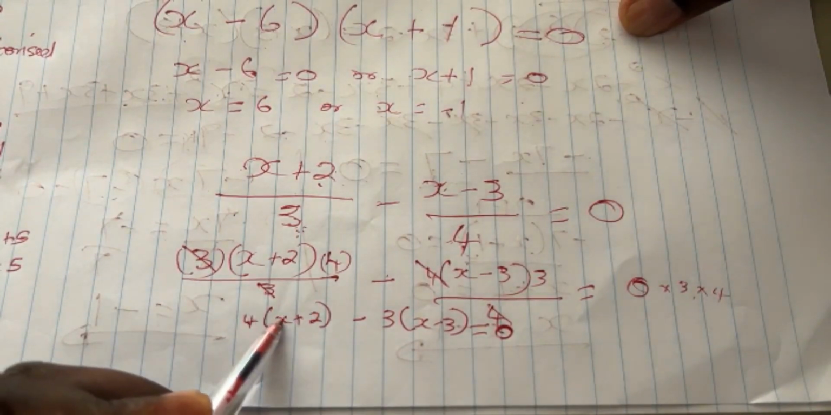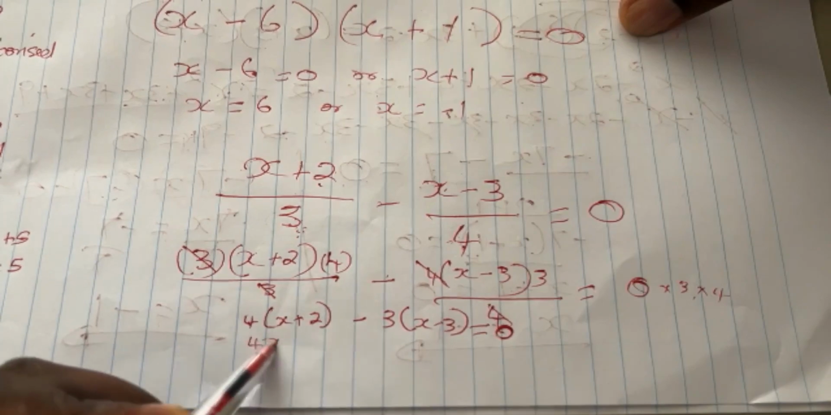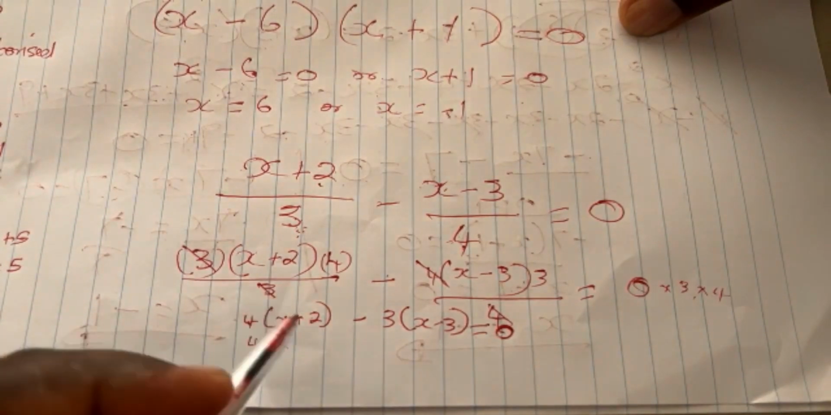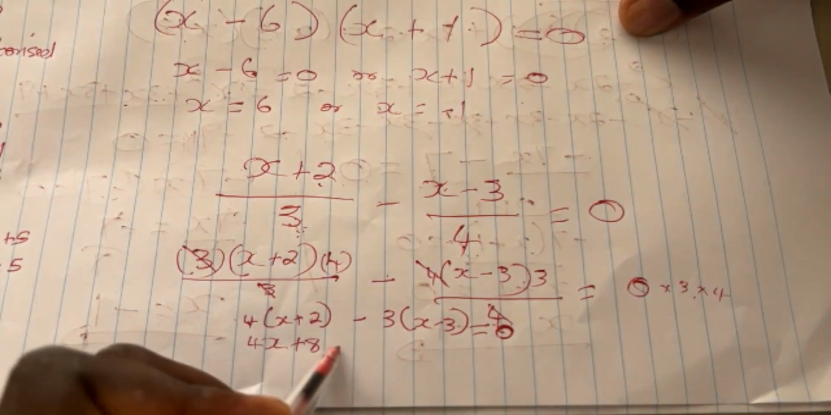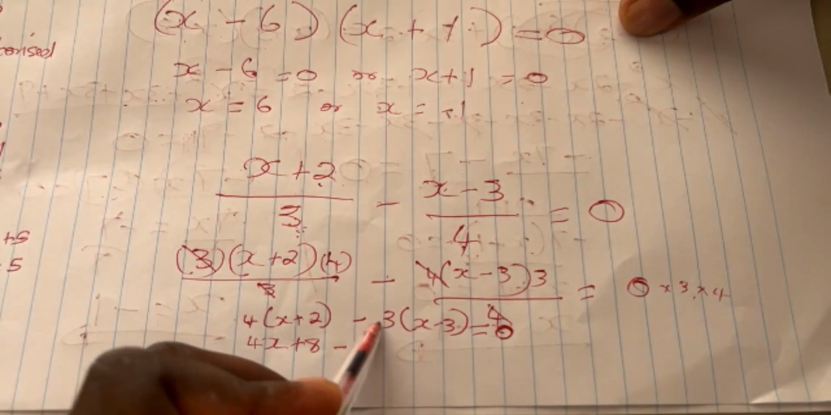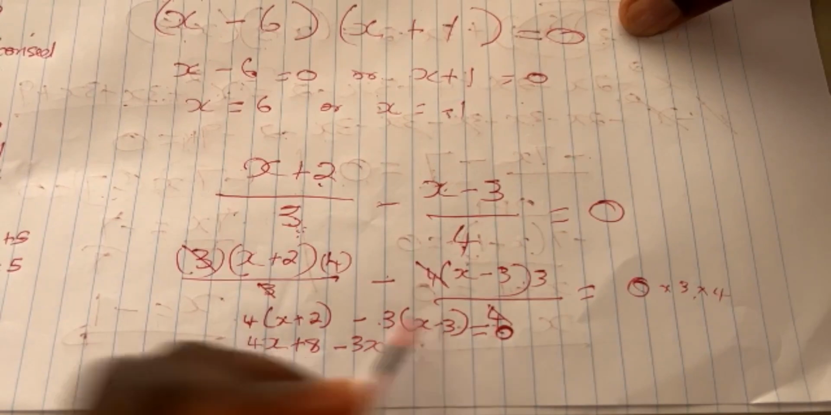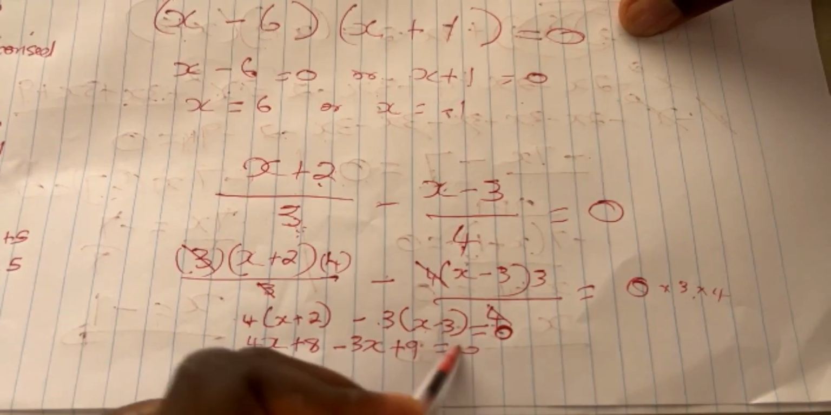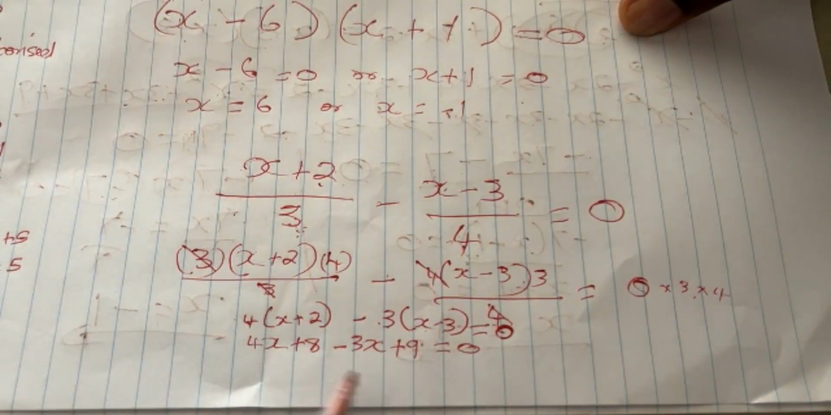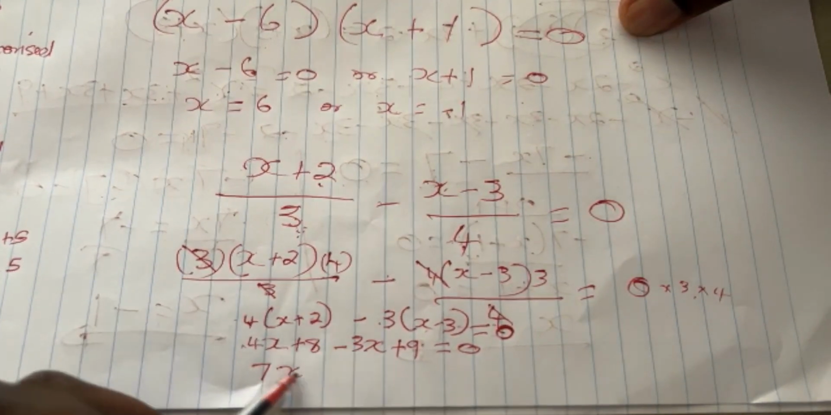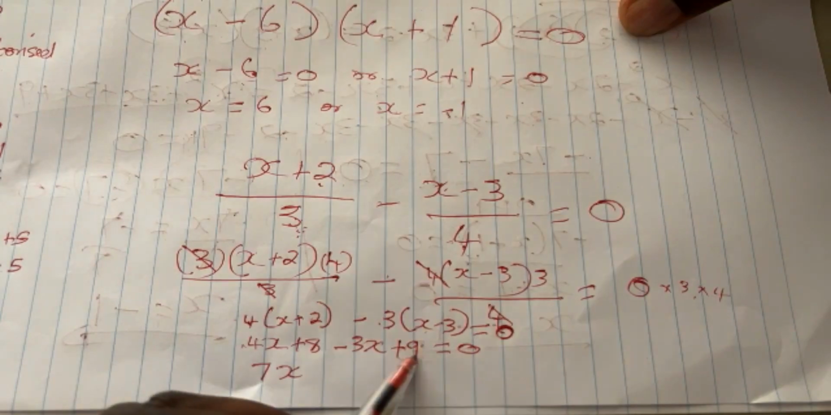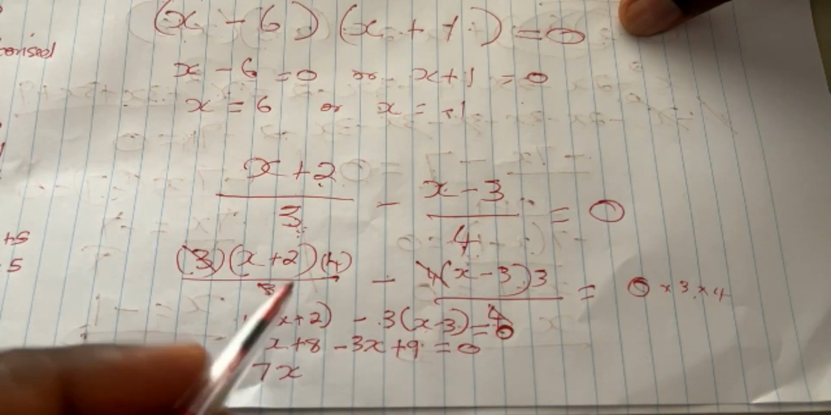So this one times this one is going to give us 4x. Then 4 times 2 is going to give us plus 8. Minus 3 times x is negative 3x. Negative 3 times negative 3 is plus 9, equal to 0. Then I will group the like terms together. I will have 3x plus 4x, which will give me 7x. Then I will have 8 plus 9, which will give me 17.